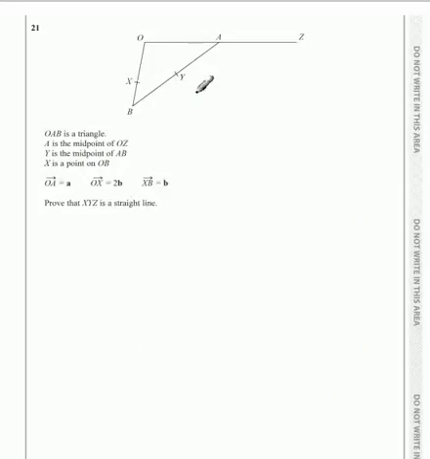Final question on this paper is to do with vectors. So we've got the vectors O to A is a, so that is this one here. O to X is 2b, and that's right on the arrow swinging in the direction. And then X to B is b, so this one is b. And we want to prove that X, Y, Z are on a straight line. So from here to here, all the way down there is a straight line. So let's draw that in so we can see what we're dealing with.